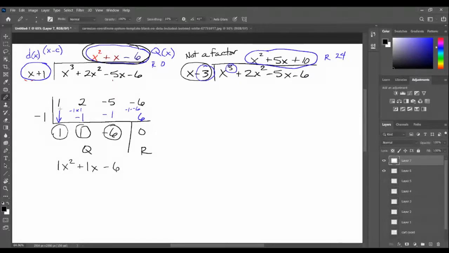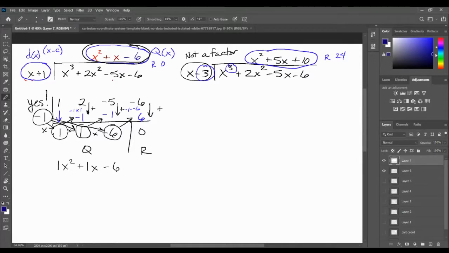So the process is the same. Bring down the leading coefficient, multiply your 0 by that number, and write it down. Then you add down, multiply the 0 by that number, and write it down. Add down. Multiply the 0 by that number, write it down, and add down. If your remainder is 0, then this is a 0, and you've got your quotient.